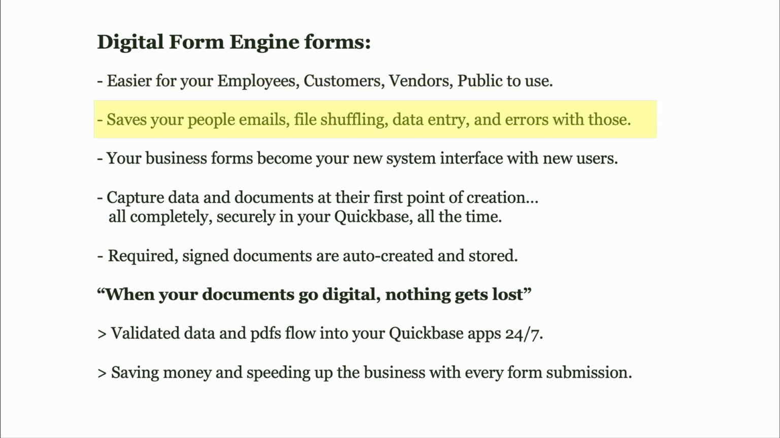It saves your own people who need to process those transactions, email and file shuffling, data entry, and the errors that come with those. Your business forms become a new system user interface for new users. You're capturing the data and documents at their first point of creation, and all completely securely in your Quickbase all the time. The required signed documents are automatically generated and stored too. When your documents go digital, nothing gets lost. Validated data and auto-generated PDFs of transactions now flow automatically into your Quickbase apps 24/7, speeding up the business and saving money with every automated form process.